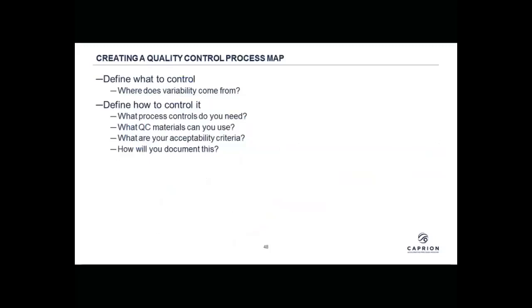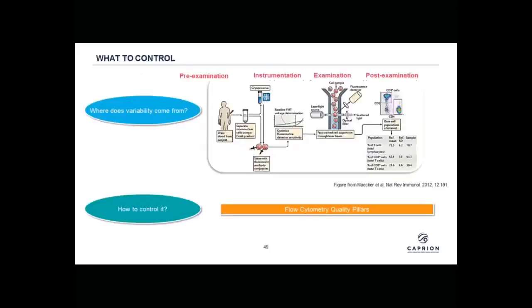And first of all, we want to define what is it we want to control. So we need to ask, well, where does the variability come from? And then we want to define how to control it. What process controls do we need? What QC material can we use? What are the acceptability criteria? And how will we document this?